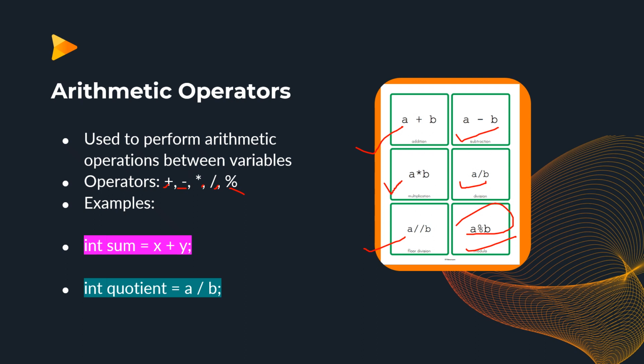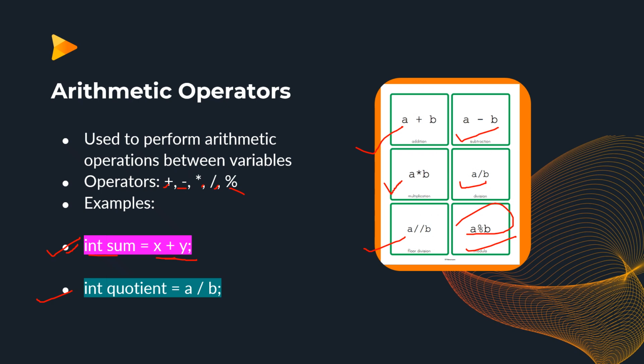Okay, so now these are the examples. We have two variables x and y, and we have given the value of x as 10 and the value of y as 20. We have created one new variable called sum with the integer data type, and we have performed an arithmetic operation using the plus sign. So what will it give as output? We have performed addition, x plus y, so 20 plus 10 is 30, so the value of sum will be 30.